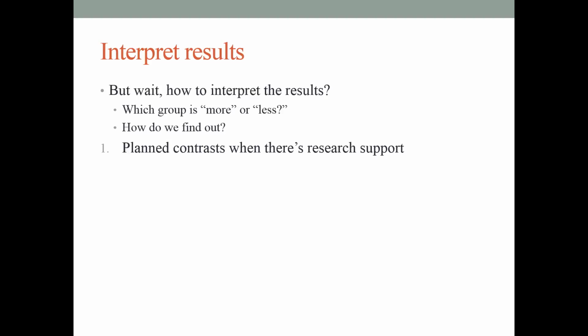Okay. However, as we said, if we don't have any research support, we just do it to see what will happen, but we don't have past research as a base, then we need to do something called post hoc. And post hoc is more strict. It's less likely to find a significant difference because the standard is higher. The purpose of post hoc is that we don't want to find something significant just by chance. Again, type one error. So post hoc will control the type one error.